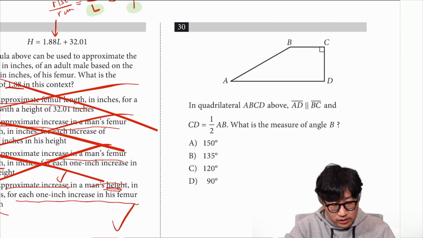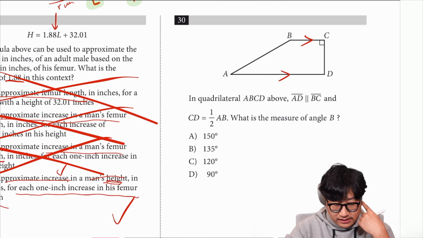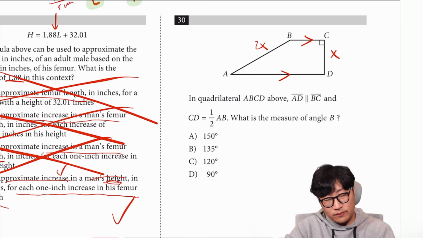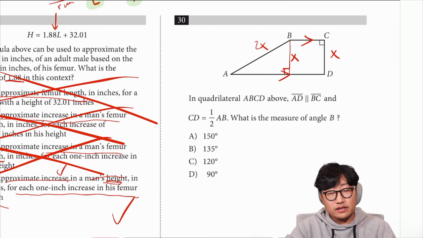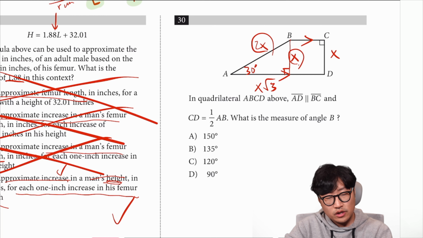Number 30, quadrilateral. AD is parallel to BC, so let's just mark that. And then CD is equal to 1/2 of AB. So I'm just going to call this X, and that'll be 2X. What is the measure of angle B? If you didn't see it, you can basically make a right triangle like this, and that would still be X, right? So if you think about it, X, 2X, X root 3, it's a 30, 60, 90. The front of the packet tells you. So there you have it.